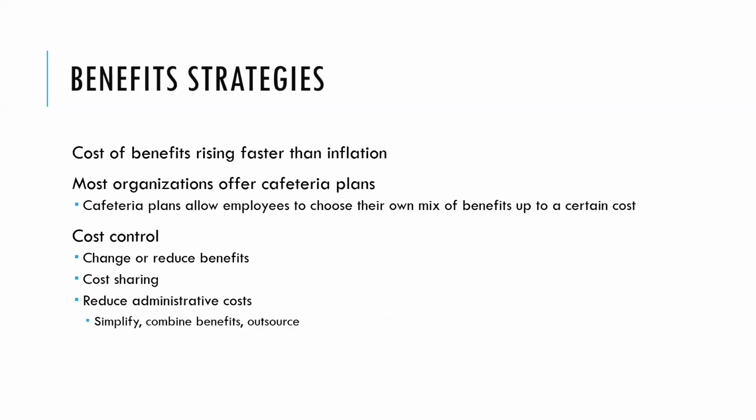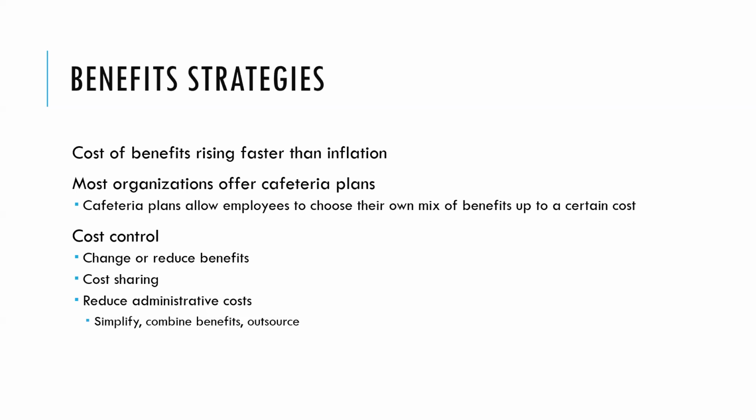We also have to think about benefits. The cost of benefits are rising faster than inflation. This one's probably easy for you to see if you read the news, and you could see healthcare costs go up often by double digits many years, even though inflation's not that high. What most organizations do, and this is not a term that's in the chapter that I do want you to know, is that they offer cafeteria plans. A cafeteria plan in terms of benefits is when you provide a lot of different benefits for employees to choose from, and then you usually give them a price cap that they can't go above.